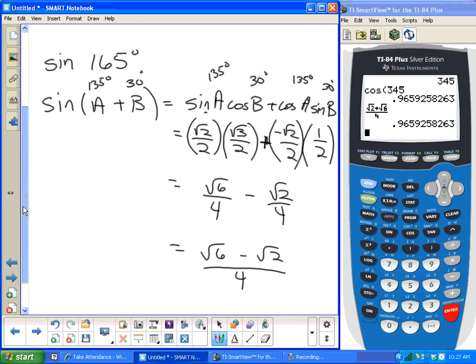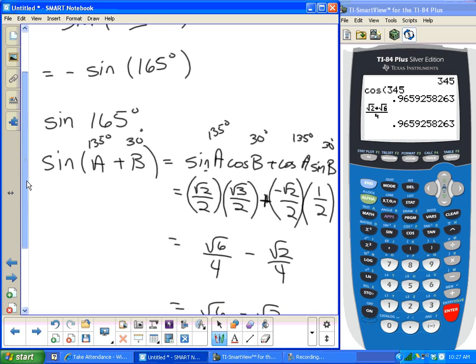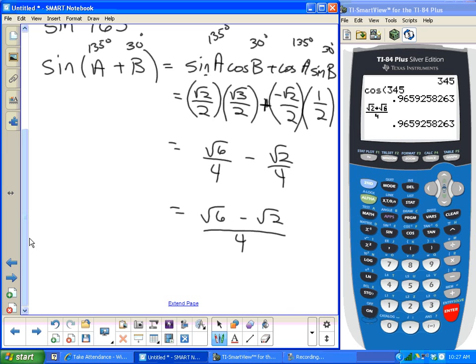Now, the problem was the sine of negative 165, which we figured out all we have to do is make that negative. Now, when we make it negative, do we just make the first term negative or all of it? Right, so you distribute the negative to both numerators there. So my answer is going to be negative square root of 6 plus square root of 2 over 4.